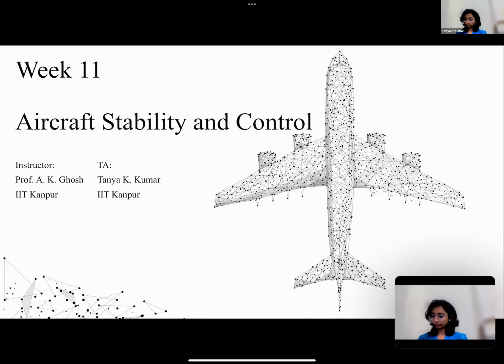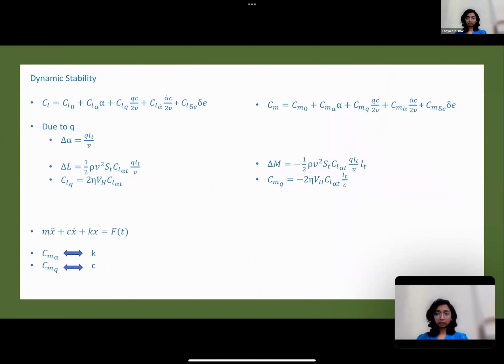Okay, so let's begin with the recap of week 10. That will help us solve the questions. So what was dynamic stability? Dynamic stability is when the aspect of time came into play, right? And for the longitudinal case, we had two equations, that is CL, the coefficient of lift, and CM, the pitching moment coefficient. Initially we had the linearized versions of both of these coefficients involving just CL naught and CL alpha into alpha. Then when the control came into play, you had CL delta E into delta E.